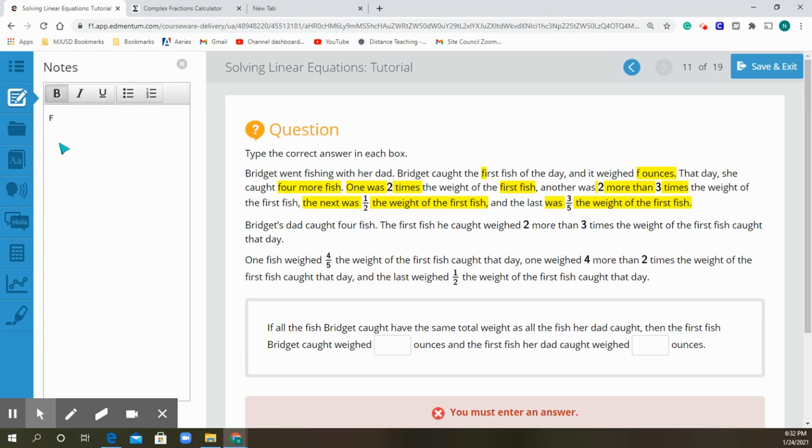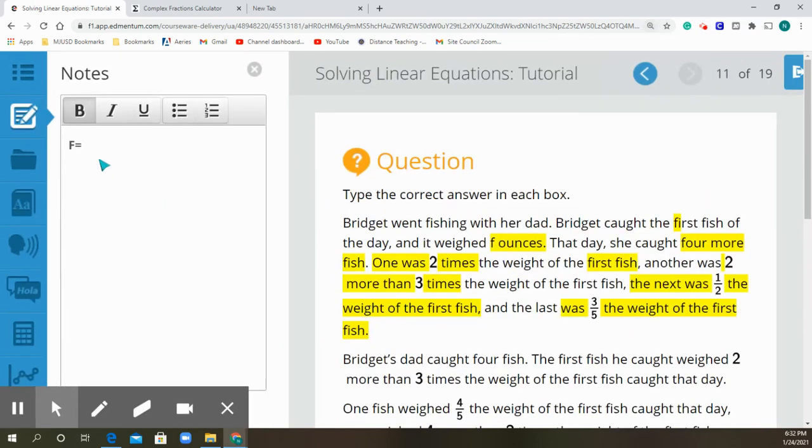the second one was 2 times the weight of the first fish. So plus, and I know this is probably super small, let me try to do that. So F plus, what is it? 2 times the weight of the first fish. So that's 2F, not 2 F's, but 2F.